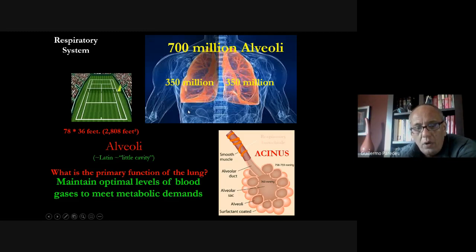All right, so what is the primary function of the lung? Maintain optimal levels of blood gases to meet metabolic demands. So it means oxygen to meet the metabolic demands, because the metabolic reactions need oxygen. The majority of the chemical metabolic reactions to produce ATP use oxygen in the Krebs cycle, in the mitochondria.